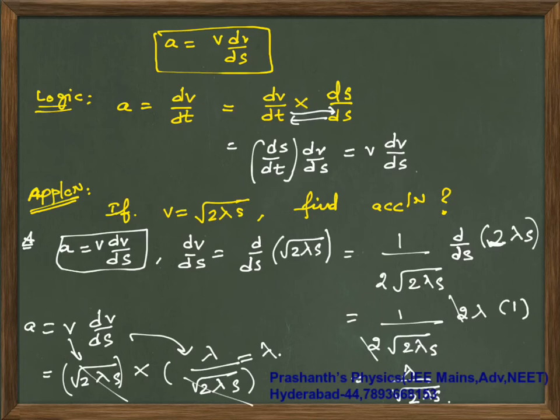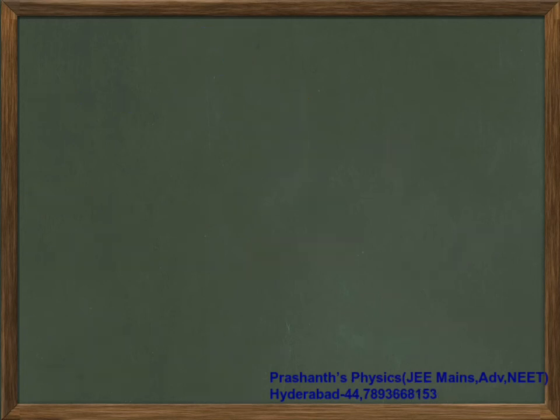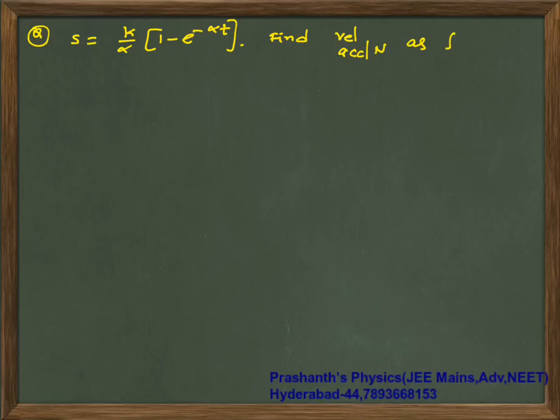Okay, next let us try to do one more question on this. Now next question is, let us say you are given displacement of particle as s equal to k by alpha into 1 minus e power minus alpha t. Question is, find velocity, acceleration as function of time.